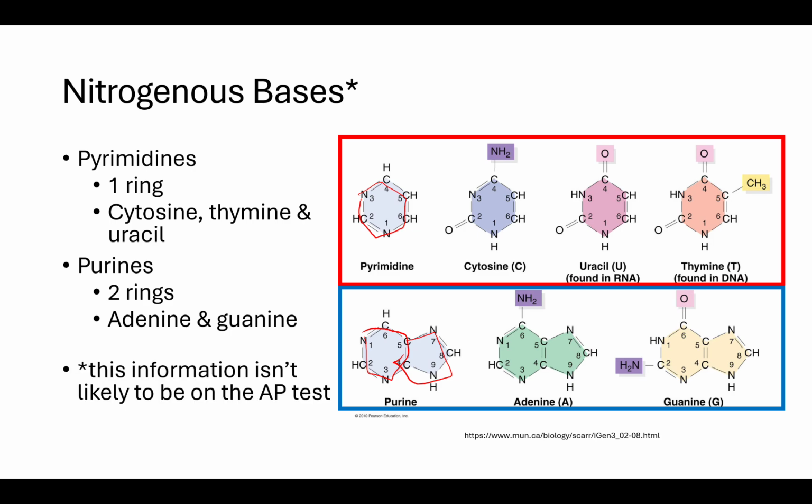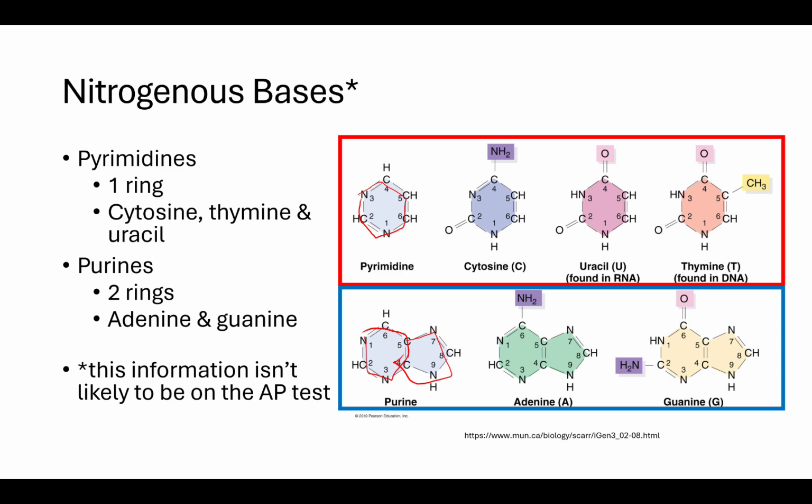Now, for the actual AP test, you don't need to be able to tell which nitrogenous base is going to be a purine and which one's going to be a pyrimidine, and it's very unlikely that you'll need to be able to identify a purine versus a pyrimidine based on how they look. But when you're doing college level biology, it is possible you'll have to memorize a little more about their structure. So I just wanted to give you a tip for that in the future.